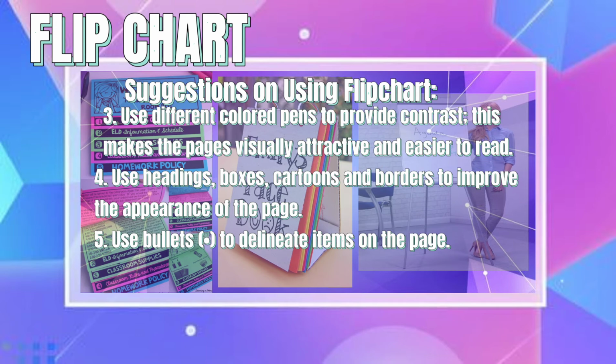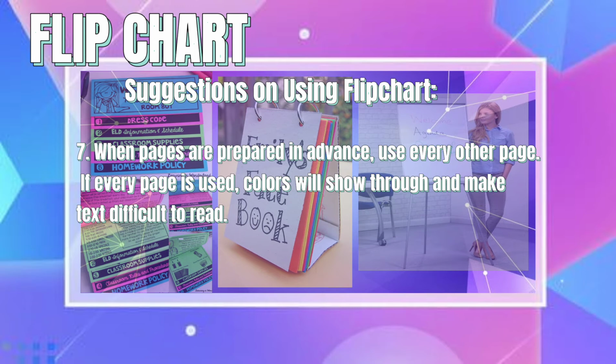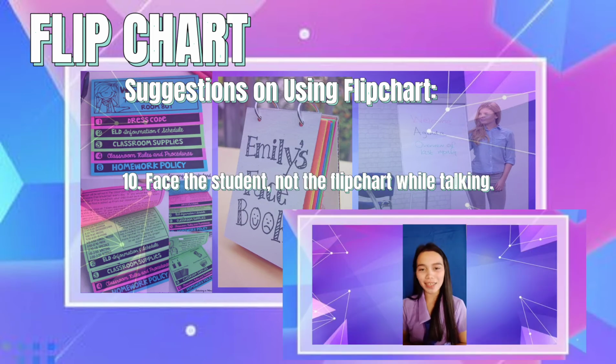Fourth, use headings, boxes, cartoons, and borders to improve the appearance of the page. 6. Leave plenty of white space and avoid putting too much information on one page. 7. When pages are prepared in advance, use every other page. If every page is used, colors will show through and make text difficult to read. To hide a portion of the page, fold up the lower portion of the page and tape it. When ready to reveal the information, remove the tape and let the page drop. Face the students, not the flip chart, while talking.